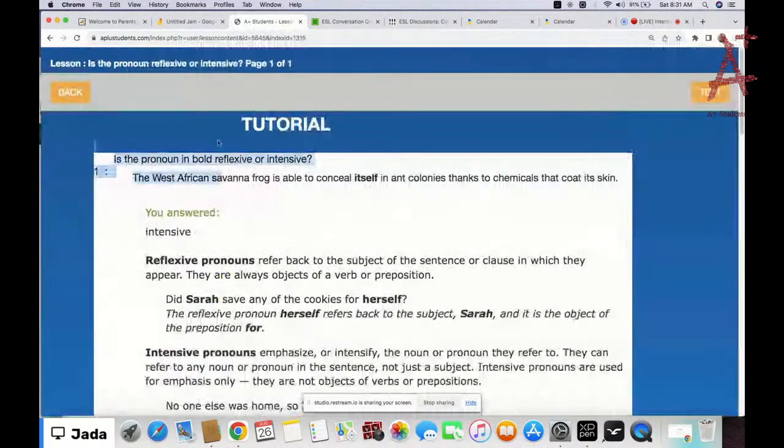Okay, so we are having reflexive and intensive now. Reflexive pronouns refer back to the subject of the sentence or clause in which they appear. They are always the object of a verb or a preposition. So it says, did Sarah save any of the cookies for herself? The reflexive pronoun herself refers back to the subject Sarah, and it is the object of the preposition for. Look at the for here.